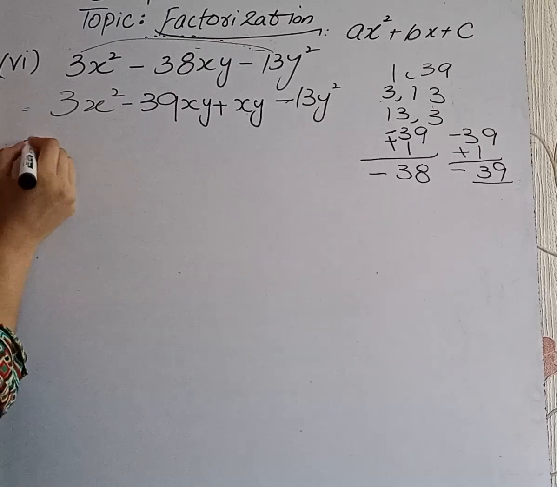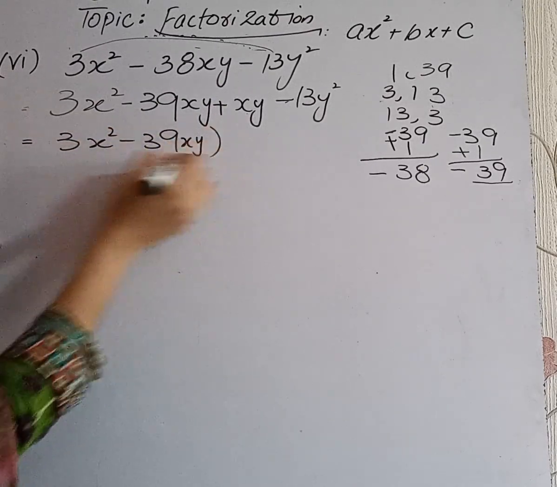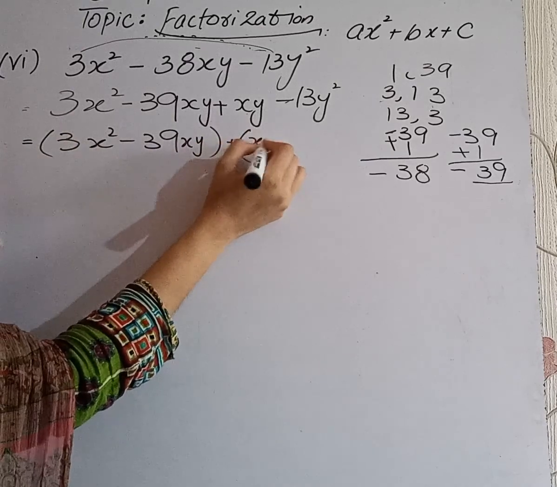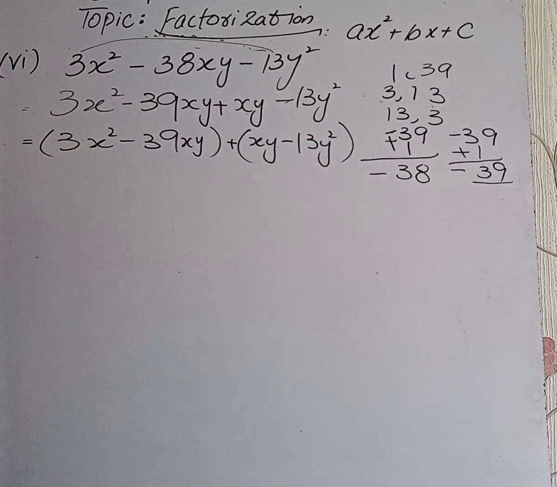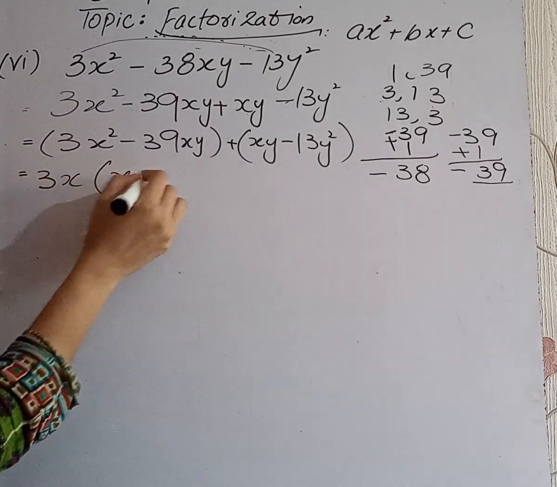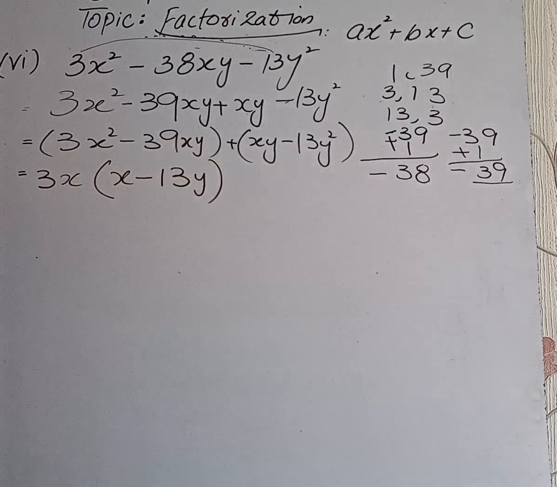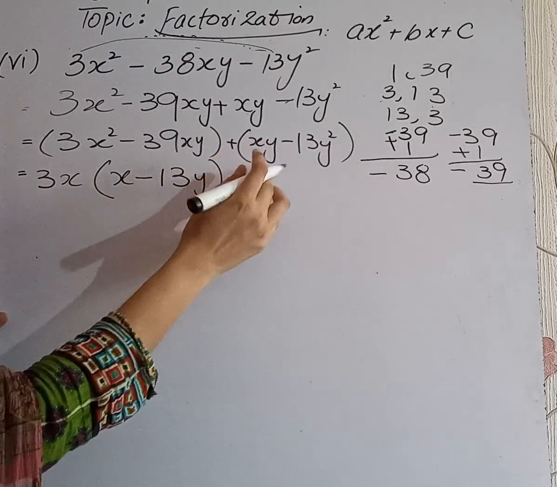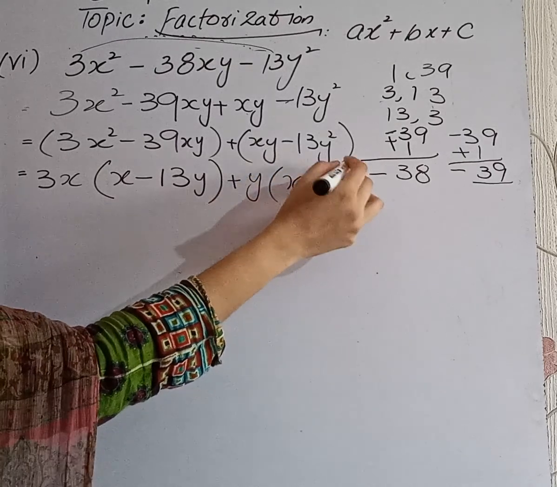Okay, the next step, in the same way we are going to make the pairs. Like this. Here again I am going to make the pair xy minus 13y square. Now from both these pairs we'll check for the common. From 3 and 39, the common is 3 because they both are divisible by 3, and from x square and x we will take the common x. So here what is left? 3 times x minus 13y. From here you can check for the common, the y is present in both terms, the y is common, x minus 13y.